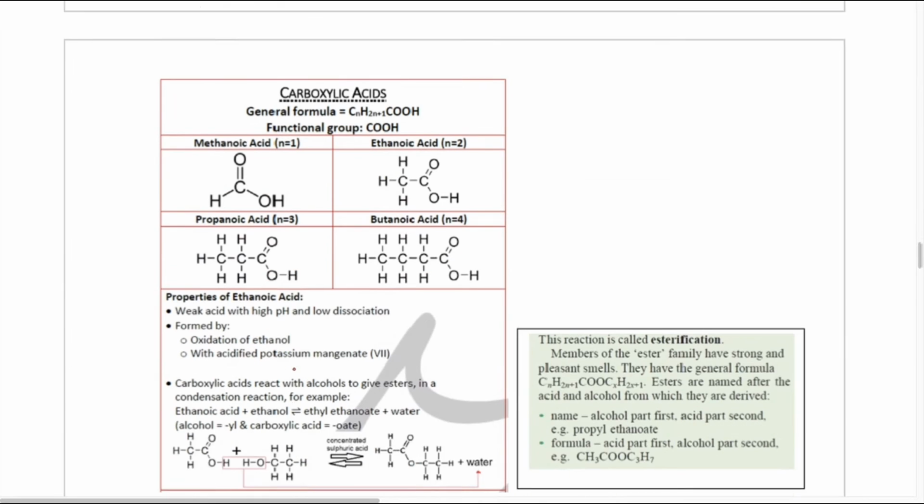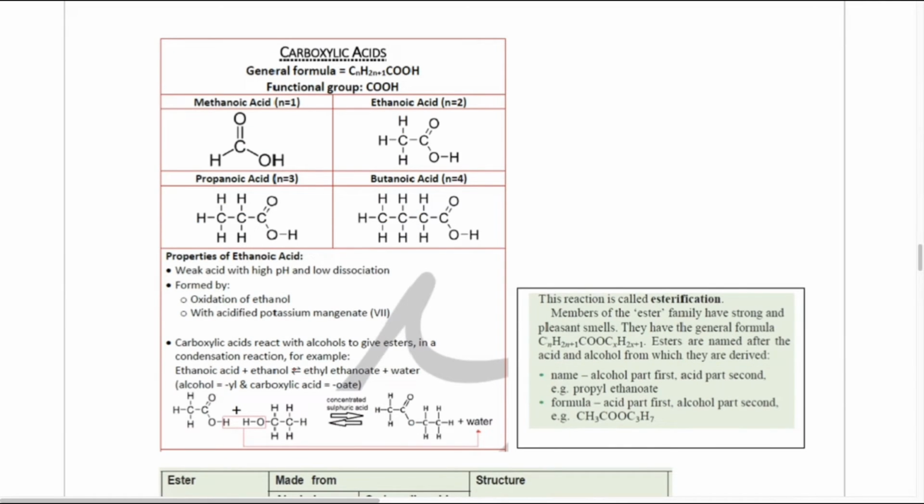Now we look at the next homologous series, which is carboxylic acid. For carboxylic acid you can see the general formula, CnH2n+1COOH. COOH is the functional group. The first member is methanoic acid, n equals 1. Imagine you put 1 here, you will get C1H3.